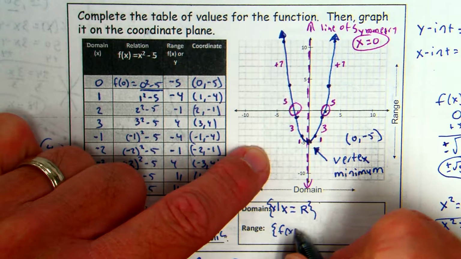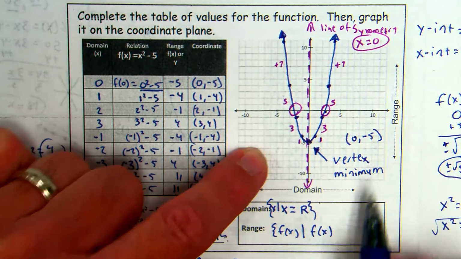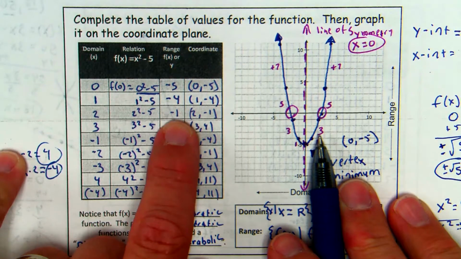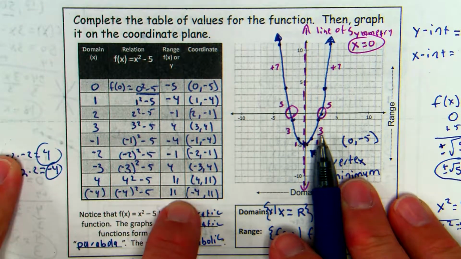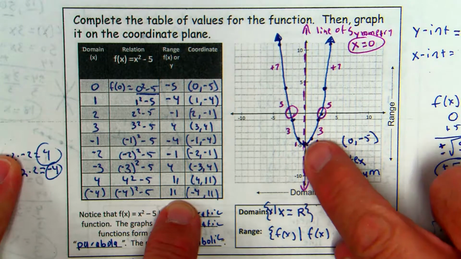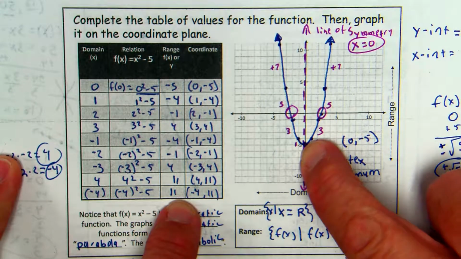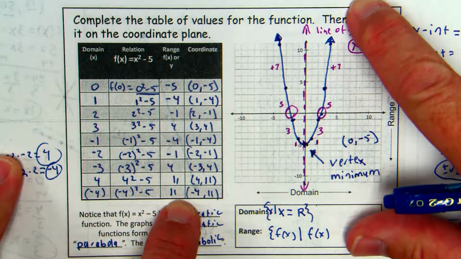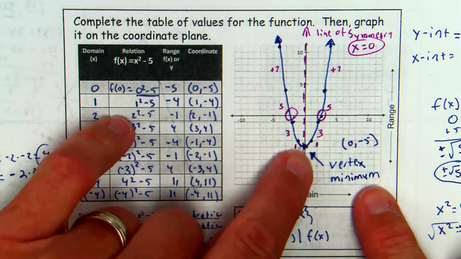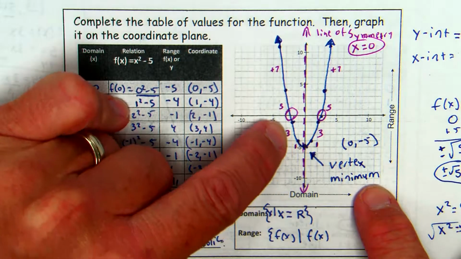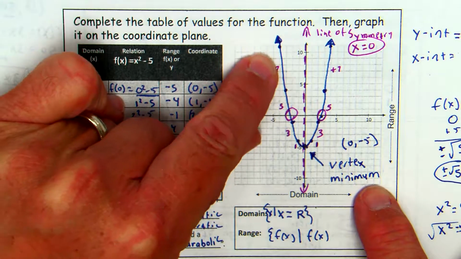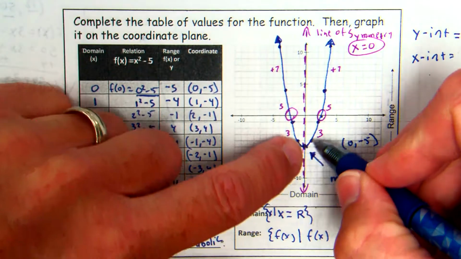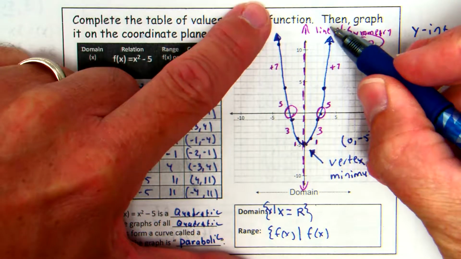For my range, I'm looking at where the graph goes up and down, or what the output values will be. You can see I got a series of output values here. I can't really see the pattern there, but I can see it here in the picture. If I start at my vertex and go to the right, I'm going up forever. If I start at my vertex and I go to the left, I can see it's going to go up forever. What that tells me is there is no limit to how high this graph can go.